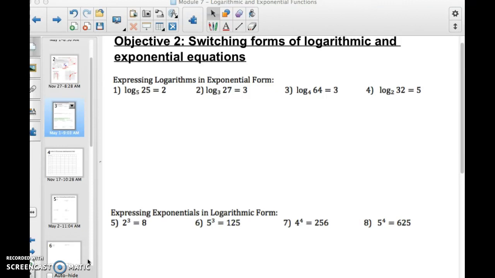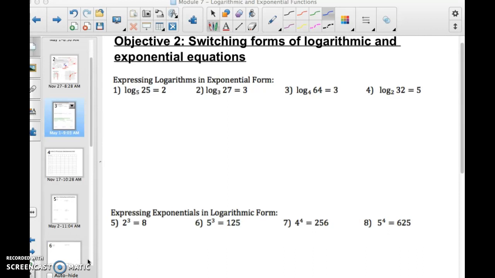It's pretty straightforward. I'm going to go over how to express logarithms. If you're given a logarithmic function, can you write it in exponential form? And I'll go over the opposite situation. If you're given an exponential function, can you write it in logarithmic form? So if I was going to do number 1, it says log base 5 of 25 equals 2. That's how you read those types of equations.